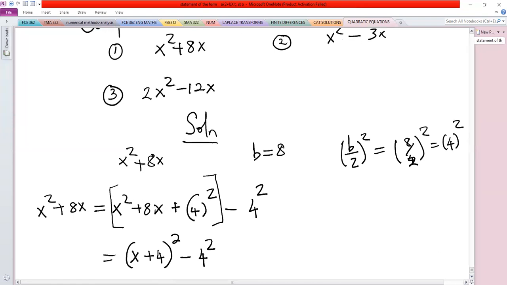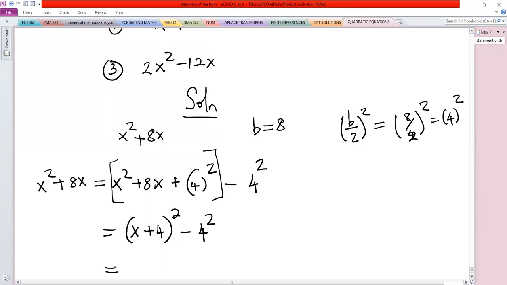So the answer will be x plus 4 squared minus 16. So this is the completed square expression. So that's what we have.